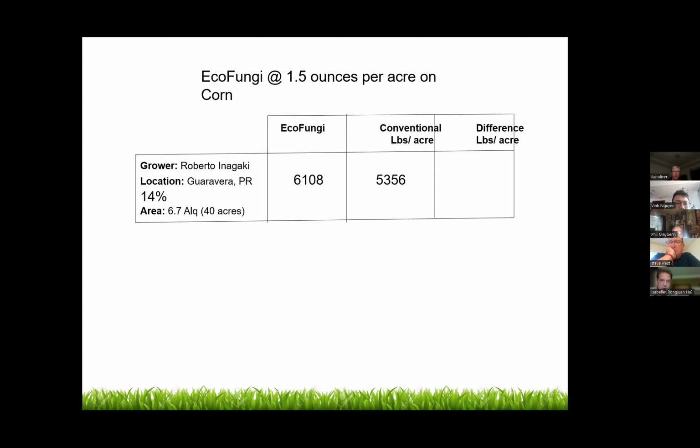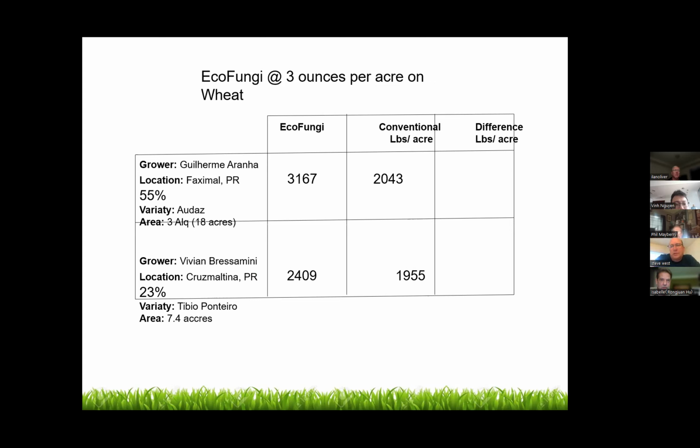This is a result in corn. I apologize that this, like everything else, seems a bit screwed up. Here I don't have the difference in pounds per acre, but you can see it's quite a notable difference. 14% difference in production of corn at 1.5 ounces per acre. Wheat, 3 ounces per acre. In the first farm, 55% improvement in yield, and in the second farm, 23%.